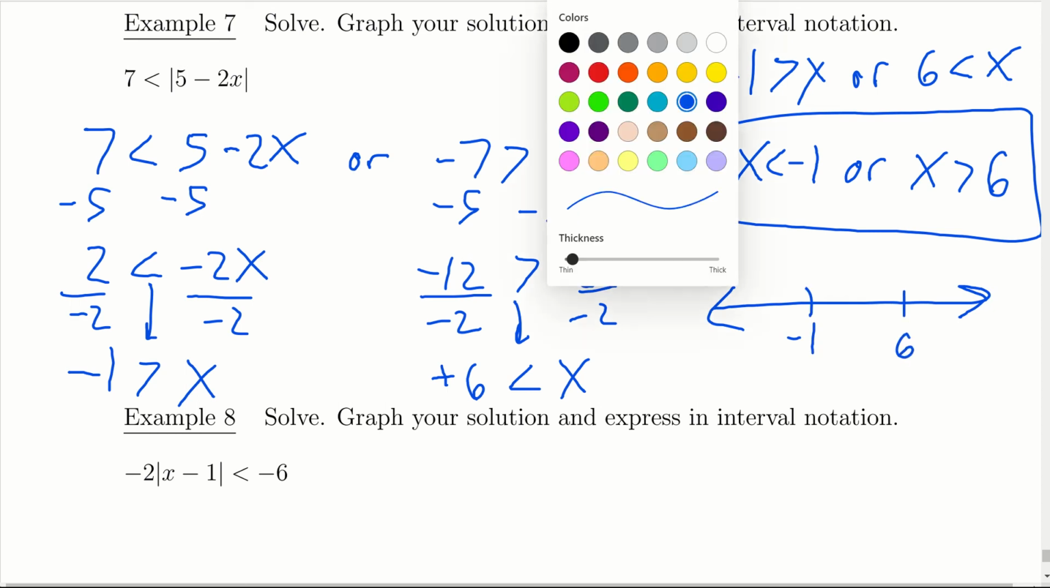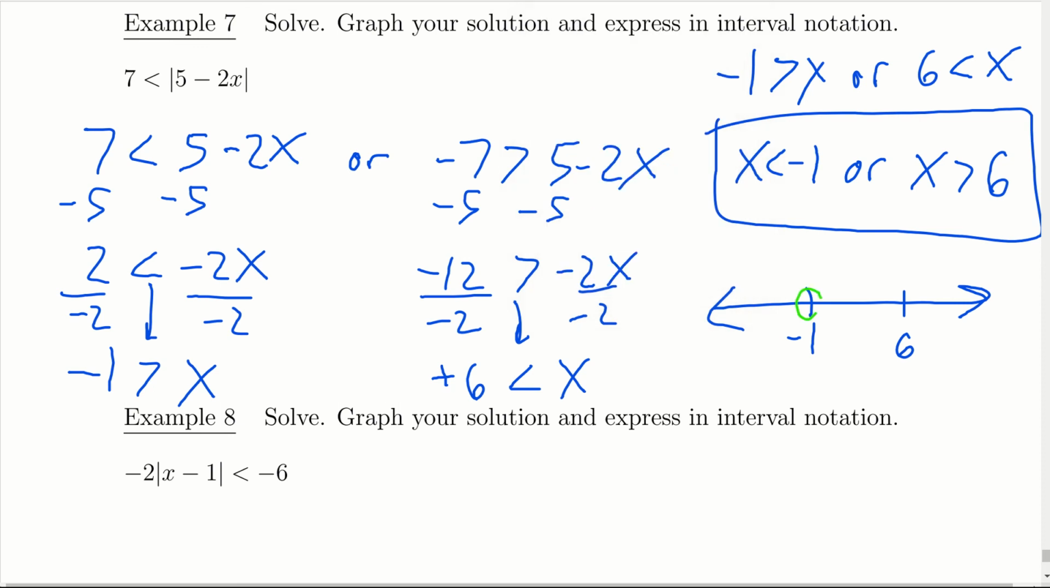The first inequality says that x is less than -1. So that's going to be everything to the left, and it's not included. X is greater than 6 would be everything to the right, which again is not included.